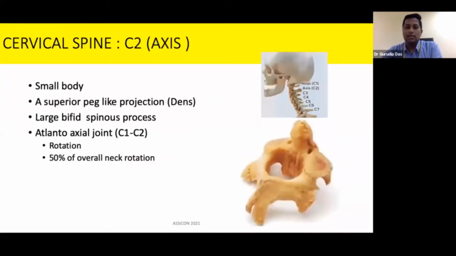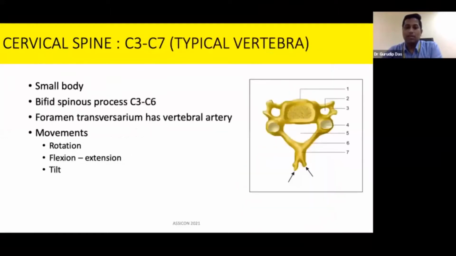The second cervical vertebra, called the axis, has a small body, and it also has a small peg-like projection superiorly called the dens. It has a bifid spinous process, and with the first cervical vertebra, it forms the C1, C2 or the atlanto-axial joint. This joint contributes to almost 50% of the overall neck rotation. The third to 7th vertebrae are called the typical cervical vertebrae. They have bifid spinous processes, and their transverse processes have a foramen called the foramen transversarium.